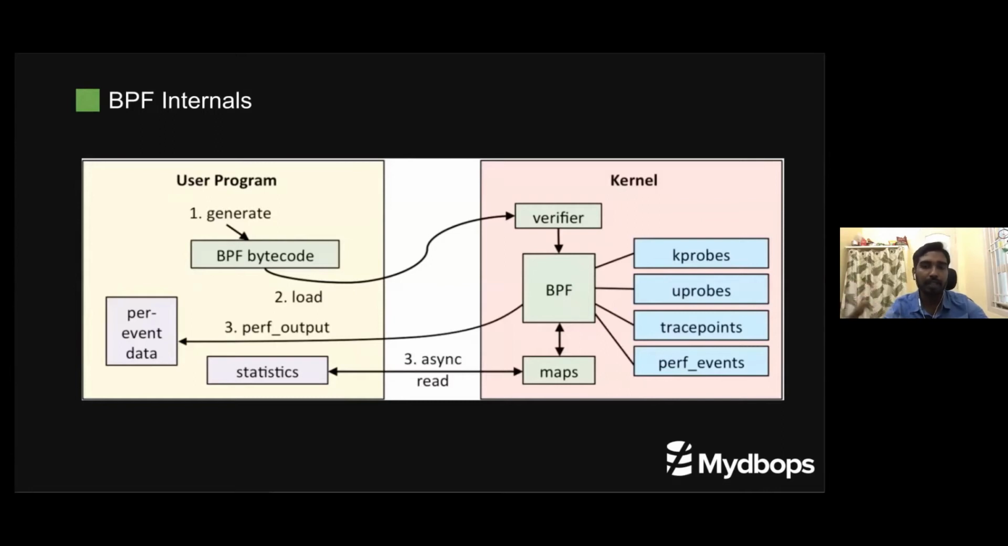The BPF program is attached to the kernel with respect to kprobes, which are the kernel probes, uprobes, which are the user probes, and tracepoints, with respect to each functionality and performance event. It emits with respect to the performance event, and from there the map stores the information and sends it back to user space. Okay, this is the internal working of BPF.